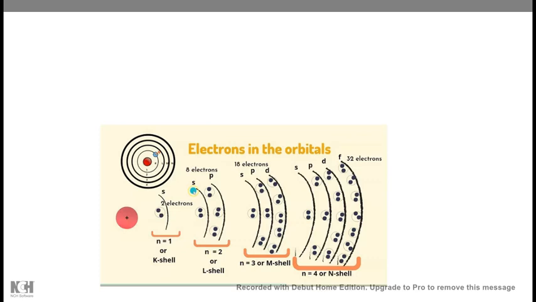As we go out, I hope you can see that n equals 1, 2, 3, 4, K, L, M, N. And so always for n equals 1, there are your two electrons. I would say are two protons. Every time it says electrons, let's read protons. There they are. Essentially it's no different.